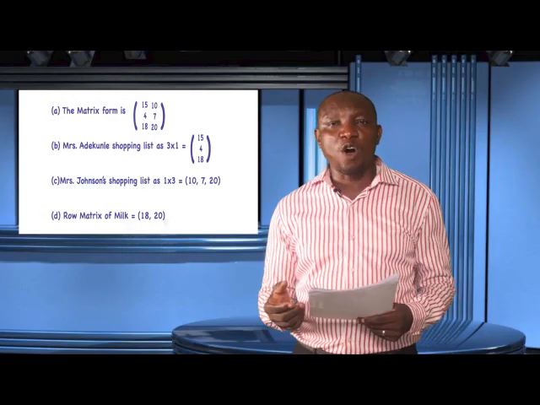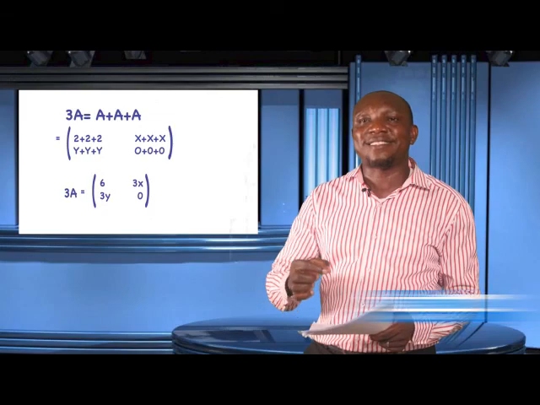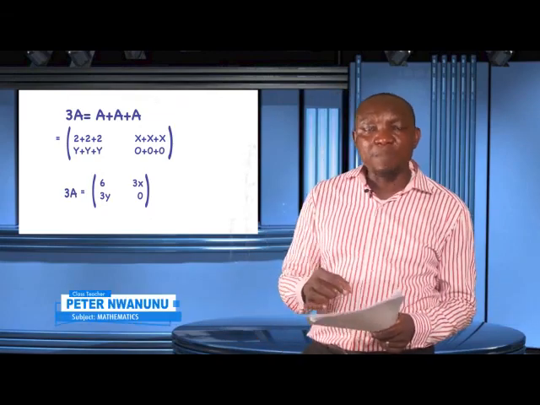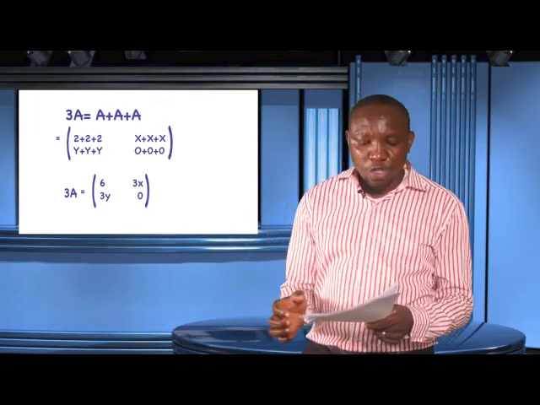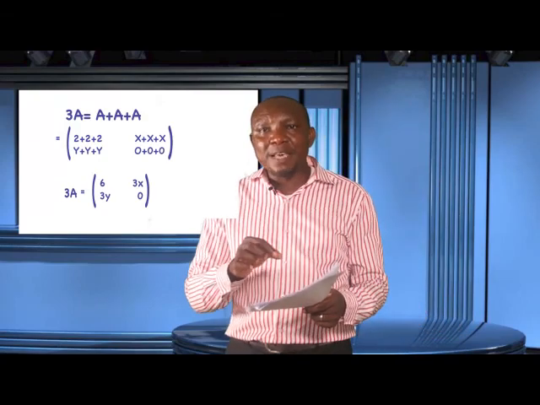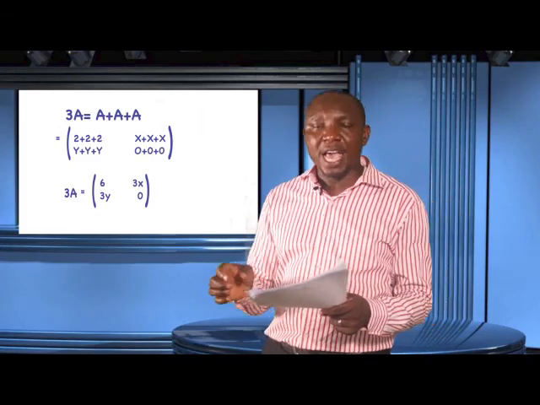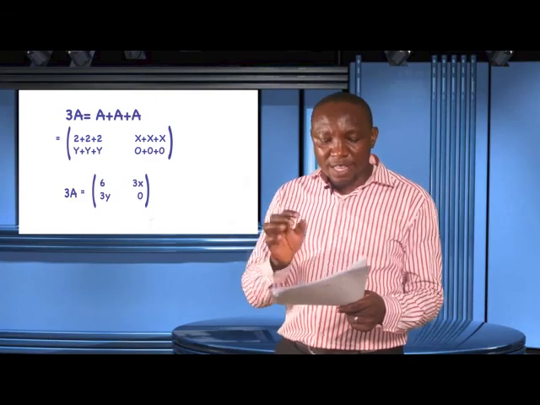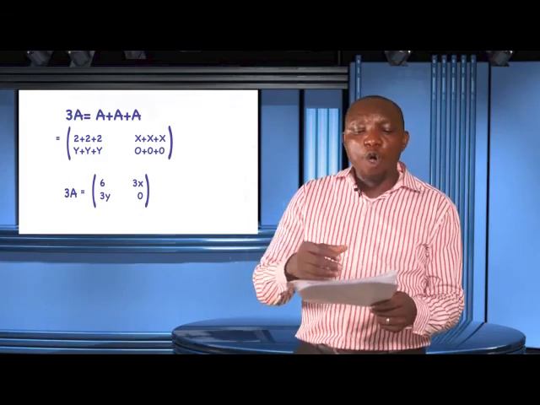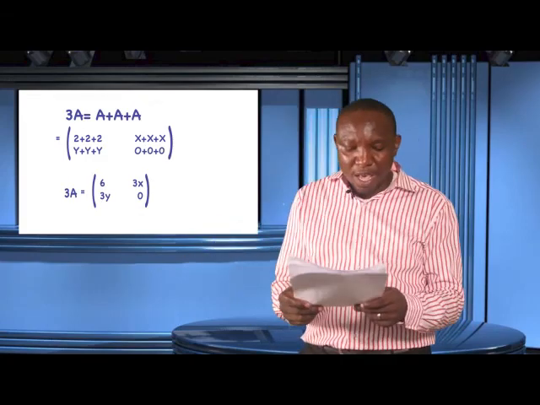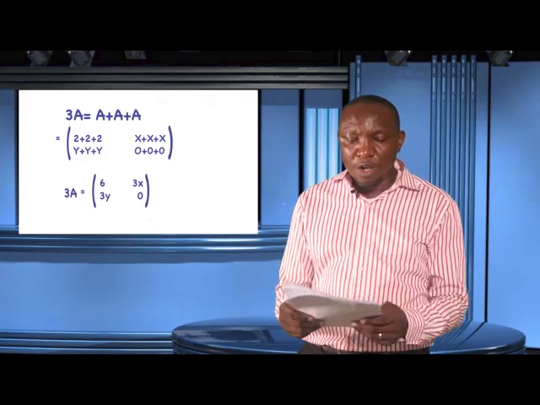We are going to take some questions on matrices. Now we have 3A, which is a matrix scalar multiplication, and can be seen as repeated addition. That is A plus A plus A. That is your 3A. So it means you are adding the matrix A in three places. So here we are going to add the elements, element by element. So we have 2 plus 2 plus 2, x plus x plus x, y plus y plus y, 0 plus 0 plus 0. Now if you solve this, it will give you the same solution as we have done when using the scalar to multiply the matrix. So we have 6, 3x, 3y and 0.